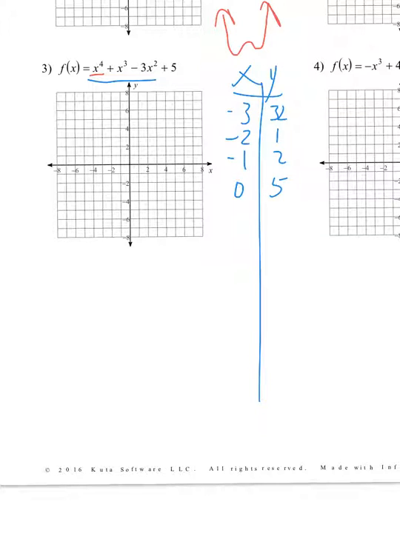At 0, we're at 5. At 1, we're at 4. At 2, we're at 17. At 3, we're at 86. So this is where it starts to shoot up really far on the right-hand side. All right, so let's go down and actually look at these.